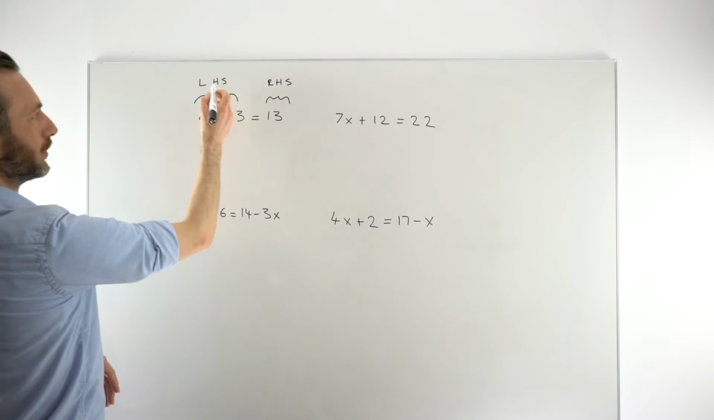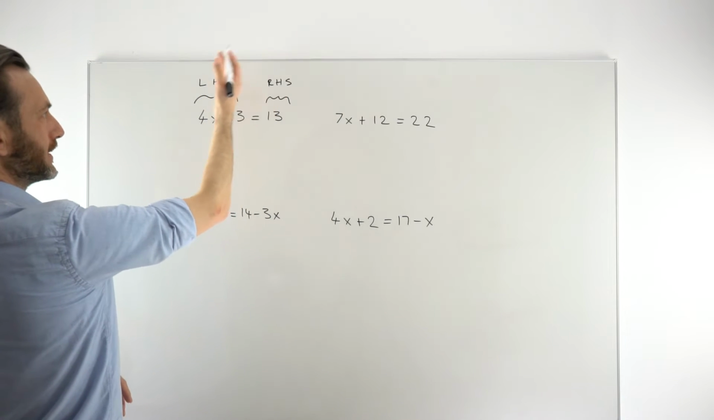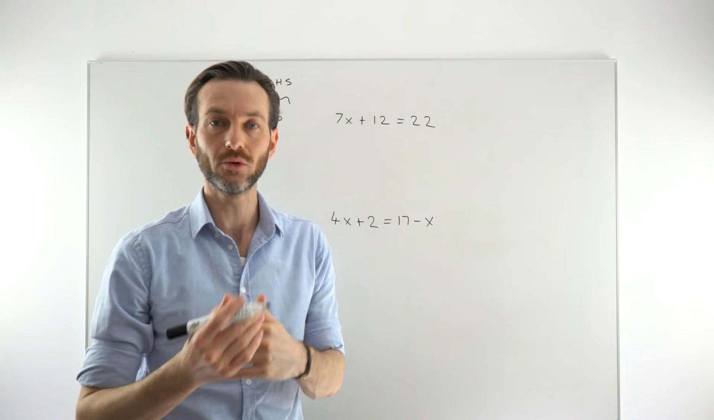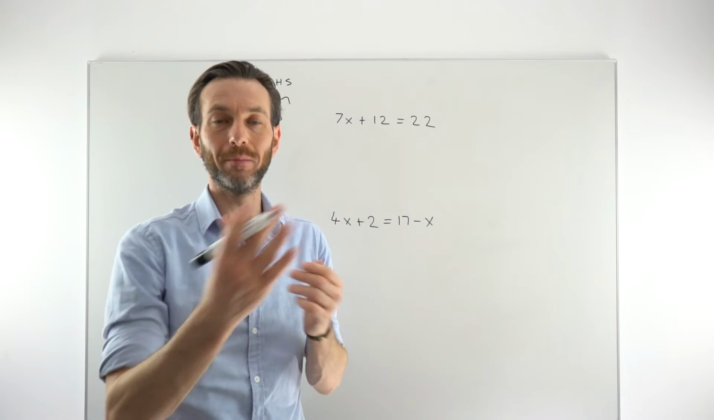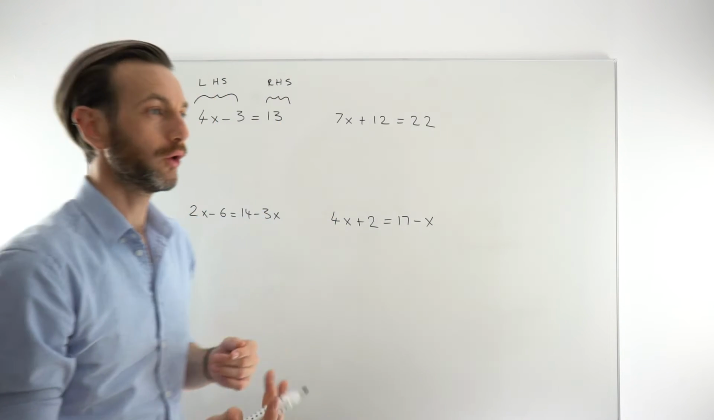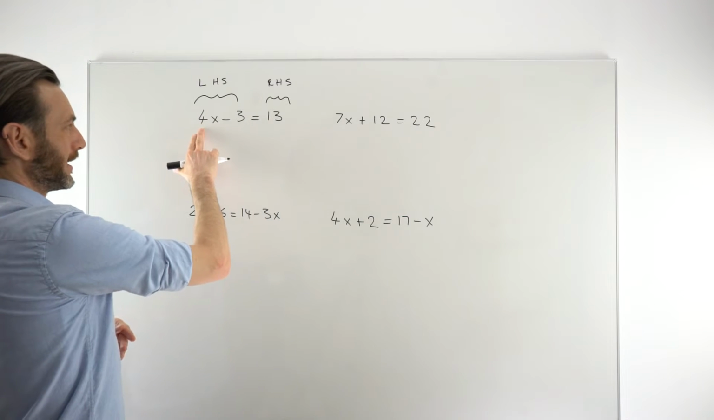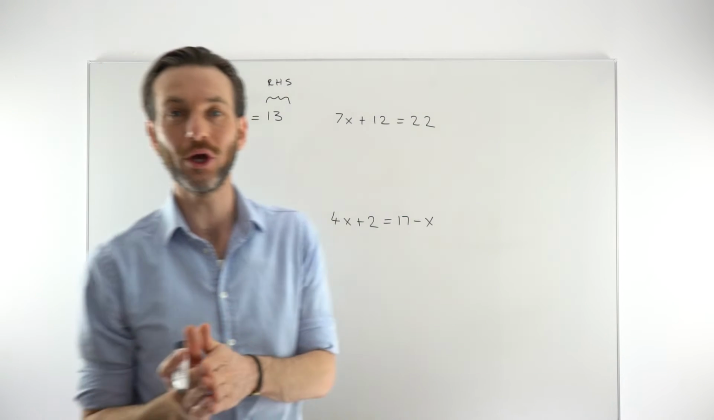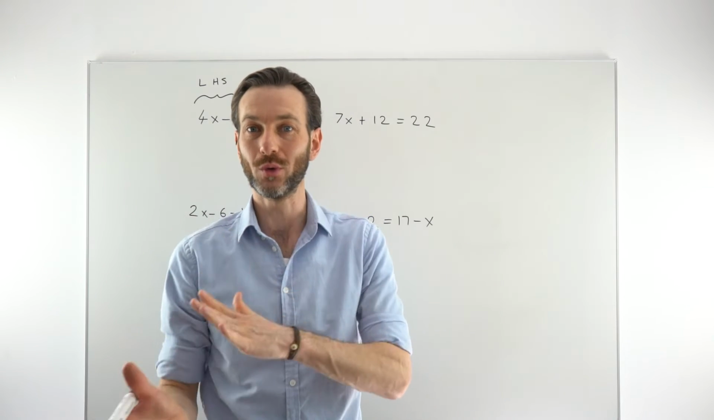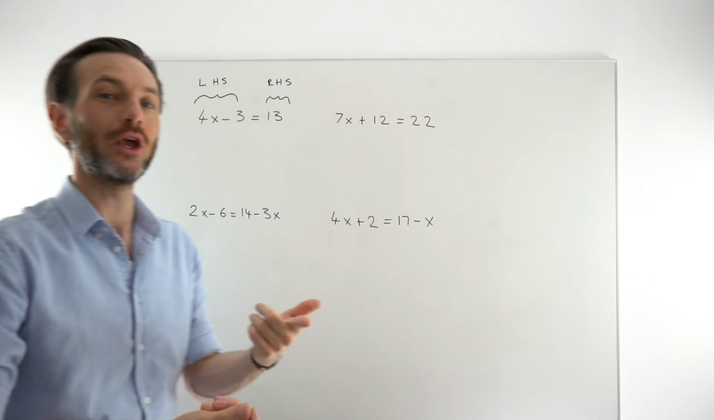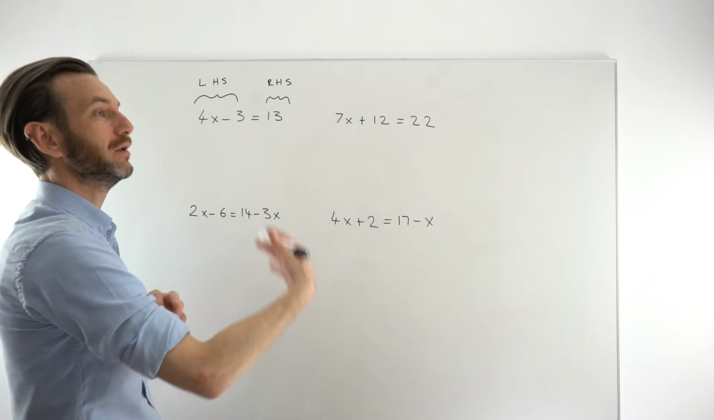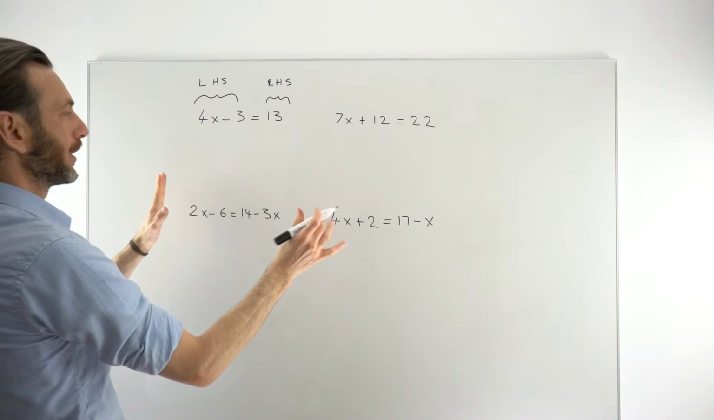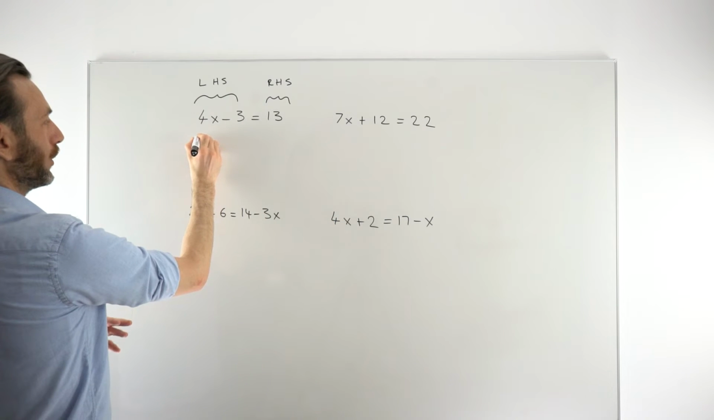When something moves from the left to the right or from the right to the left, it changes its sign, so a plus becomes a minus and a minus becomes a plus, or if it's a multiply it changes to a divide, or a divide to a multiply. It also changes from a squared to a square root, a square root to a squared. Everything changes to the opposite operation, the inverse operation, on the other side. Don't need to think about that too much, you'll just get used to it as you go along.